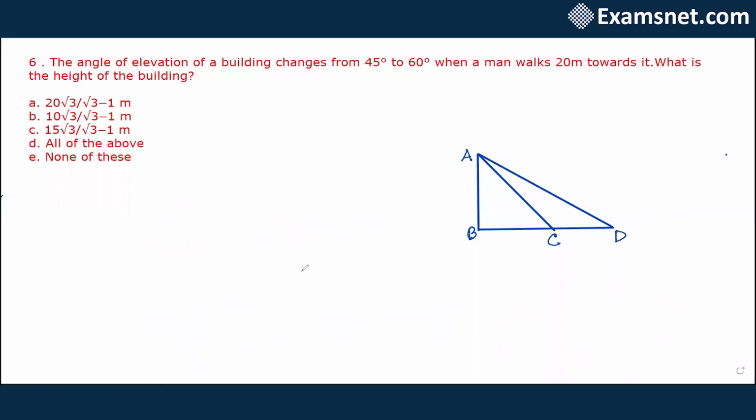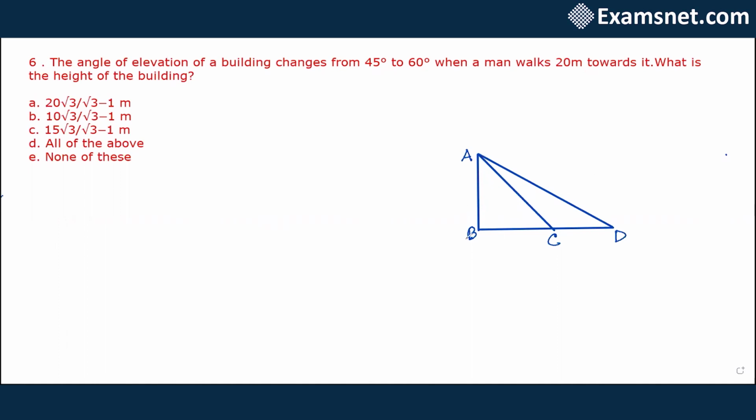Question number 6 states that the angle of elevation of a building changes from 45 degrees to 60 degrees when a man walks 20 meters towards it. What is the height of the building? I have already done the construction part.